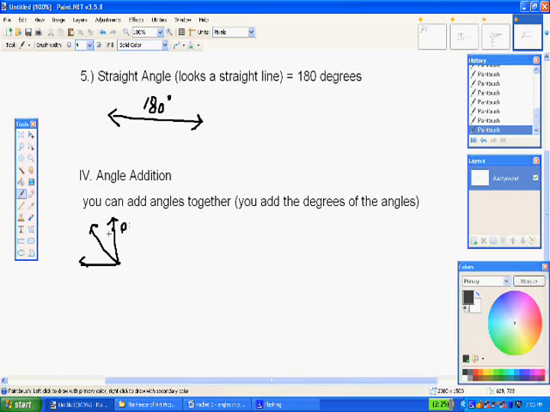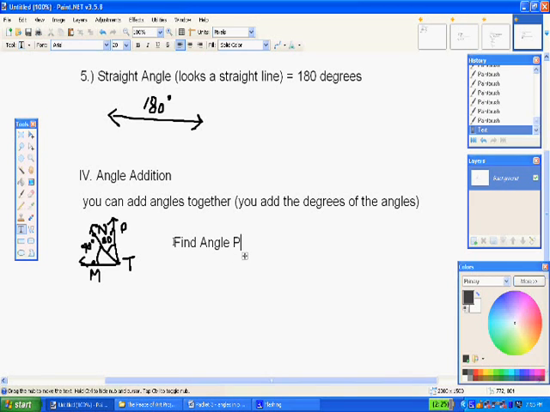We have angle PTN, and we have angle NTM. We're told that angle PTN is equal to 30 degrees, and we're told that NTM is equal to 40 degrees. And we're told to find angle PTM. Now PTM is this entire angle right here.